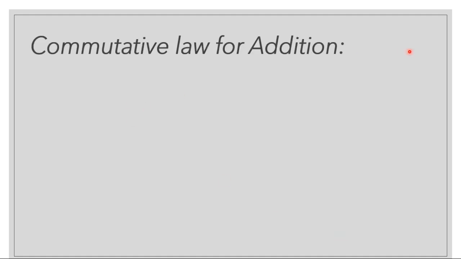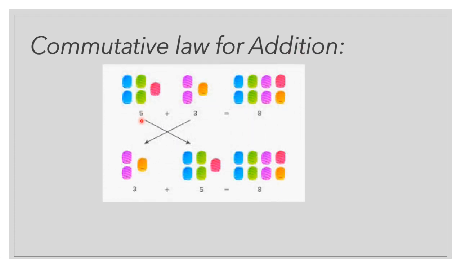What is commutative law for addition? In this picture you can see that we add 5 candies into 3 candies, so we got 8 candies. And in the second picture you can see that we add 3 candies into 5 candies, so again we got 8 candies.